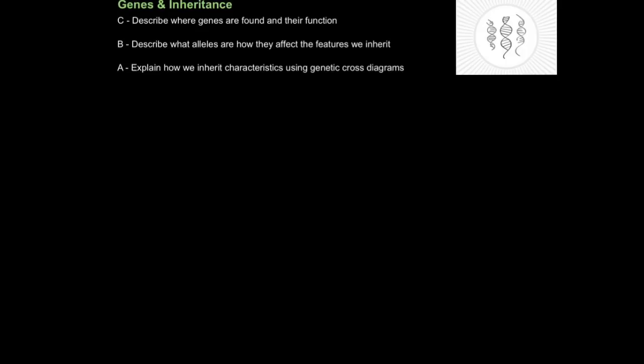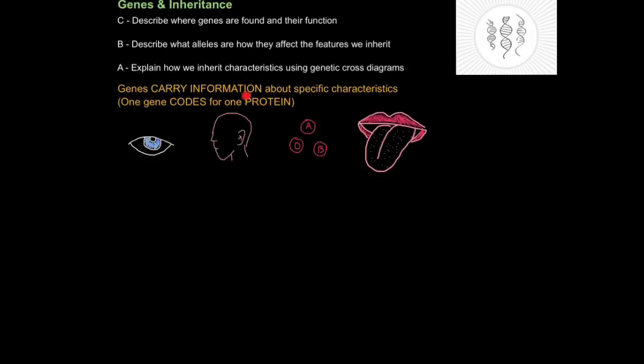So what are genes? Genes carry information about specific characteristics. If you want to be more specific, one gene codes for one protein. You see, we have many molecules in our body, carbohydrates and proteins and fats, but it's the proteins we're made up of that basically account for all the differences we see when we look at different people around us. So DNA contains instructions to make proteins, and those proteins make us up.